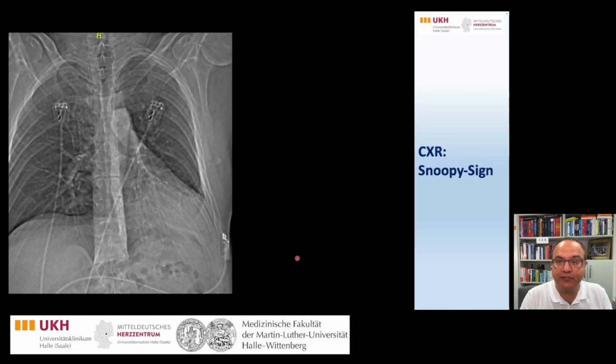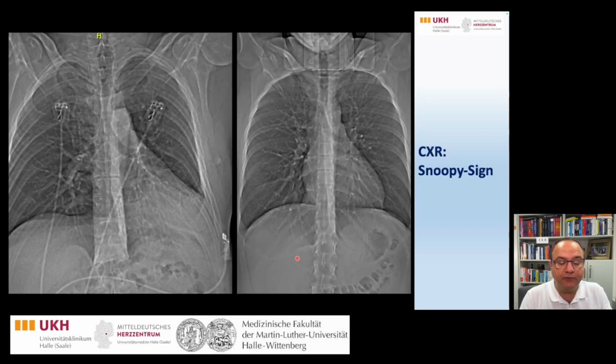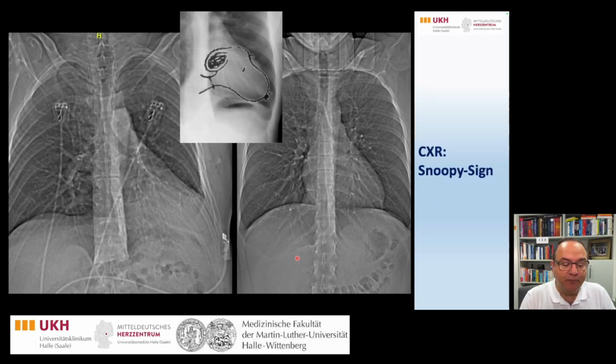Here is the chest X-ray of our patient compared to the normal chest X-ray of another person. We see a leftward and also posterior shift of the heart due to agenesis of pericardium, and this is exactly what creates the ECG findings. In chest X-ray, we have the so-called Snoopy sign, and here this is the Snoopy sign exactly as seen in our patient, which suggests congenital pericardial agenesis.